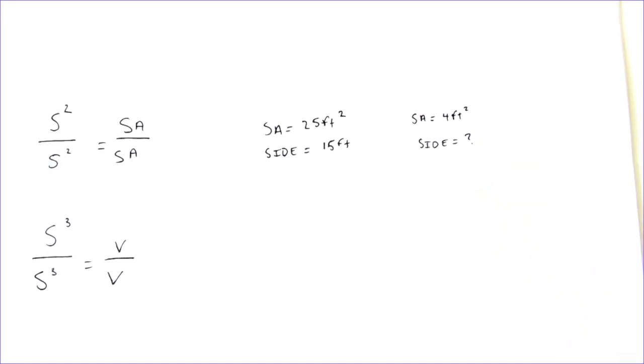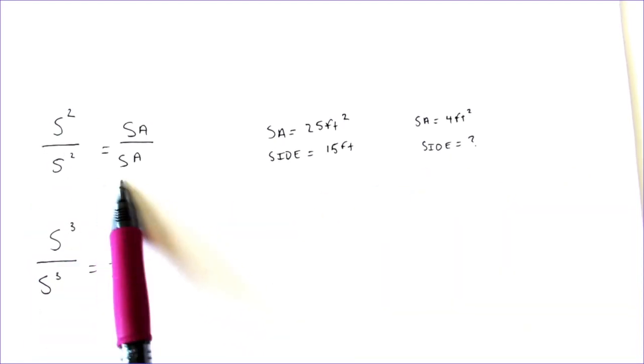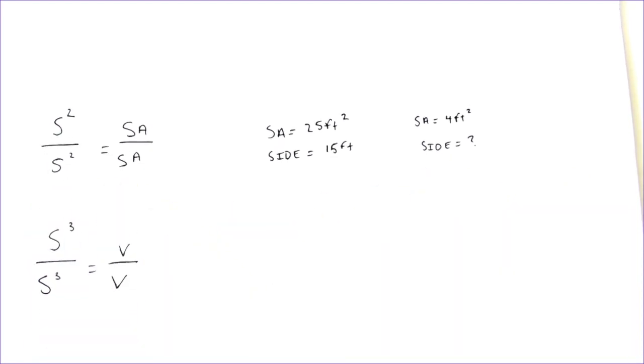Okay? So when you're given this information, you have to look at what you are provided. And in this case, we're provided the surface area and the side. So we will have to use this top formula right here. And we're just going to set up a proportion. So I like to put the bigger numbers on the bottom of the fraction. That's just the way I keep it consistent.